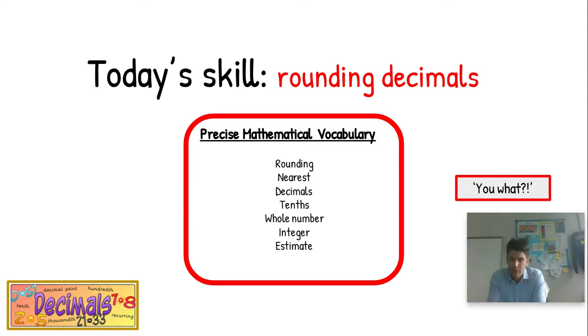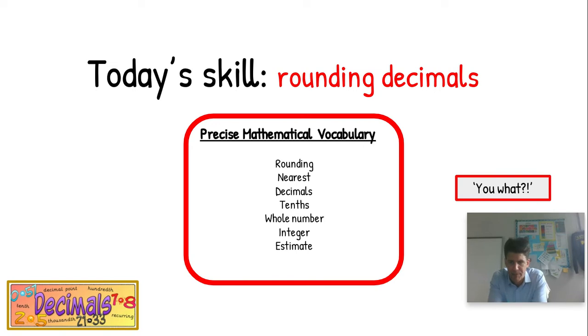So in term one, we had a go at rounding numbers to the nearest 10, to the nearest 100. I think we even did to the nearest 1,000. Well, today you're just going to be rounding to the nearest whole number. So you're going to be looking at decimals with only one place value and deciding, do they round up or do they round down to the nearest whole number?